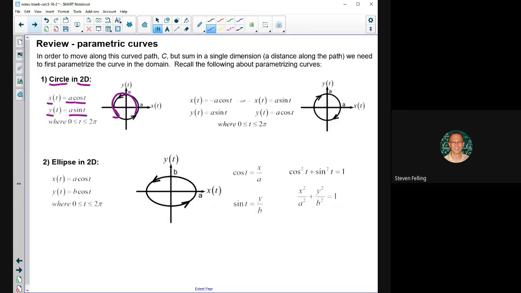And the t parameter is essentially then the angle. So at this point, t is equal to 0. Here, t is equal to pi over 2. And here, t equals pi. And if you want to go all the way around the circle, you have to make t go from 0 to 2 pi. Okay, so that's a 2D parameterization if you're going counterclockwise around the circle of radius a.